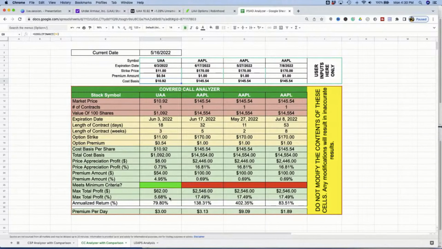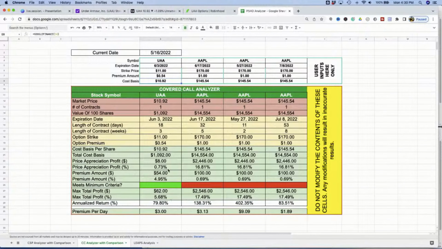And what did I do? Well, I bought the shares, I sold a covered call, I collected the premium, and I just sat there and waited for the 3 weeks to come. And on the expiration, my shares got assigned. And so I got the $8 from the price appreciation and the $54 from the premium, and I made $62. Well, what if my shares didn't get assigned?